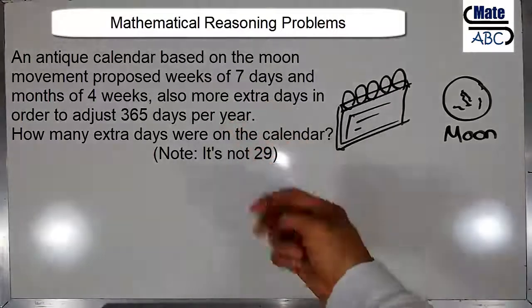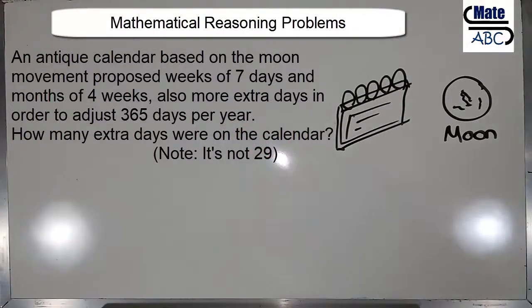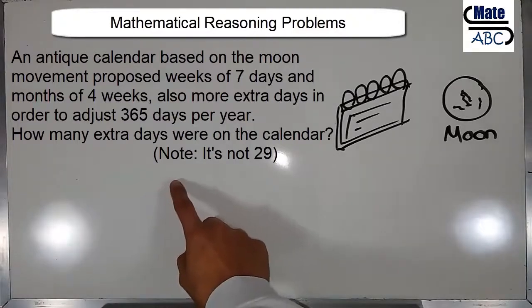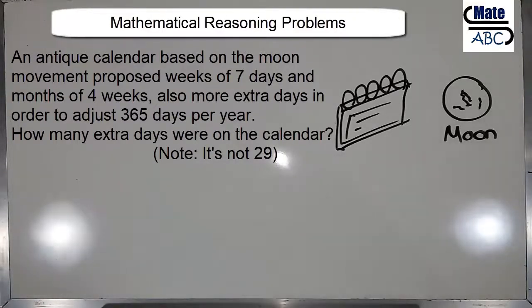The second question says: an antique calendar based on the moon movement proposed weeks of 7 days, months of 4 weeks, and more extra days in order to adjust 365 days per year. How many extra days were on the calendar? And it says on the note, it's not 29.